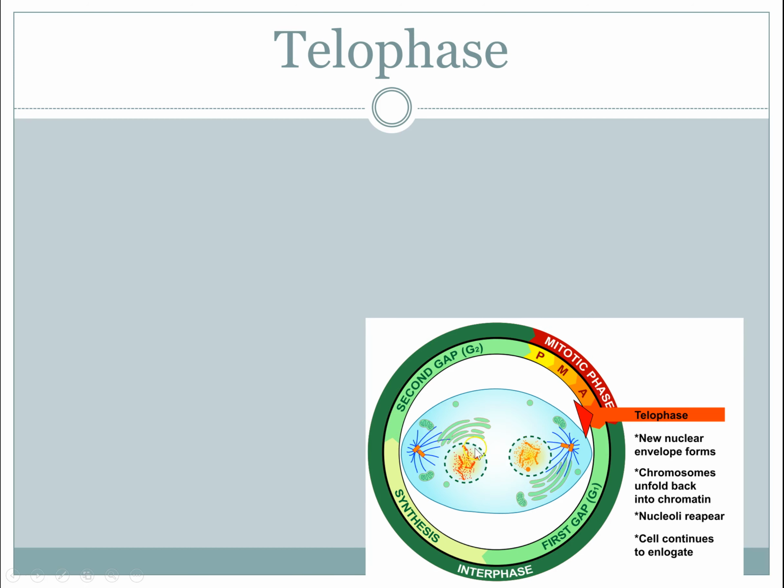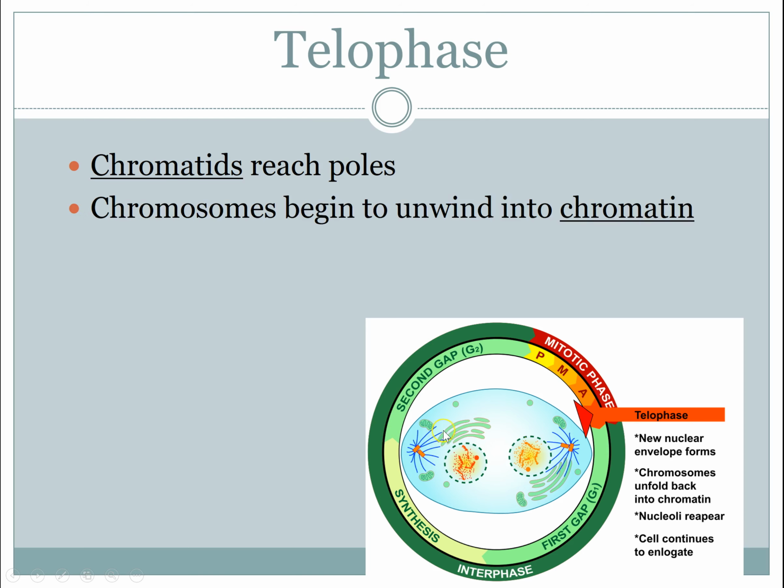And then in telophase, those chromatids reach the ends or the poles. And the chromosomes begin to unwind again, and all the processes from prophase start to reverse. So they unwind back into chromatin, or that long tangly DNA, and the nuclear envelope begins to reappear. You can see that dotted line there. The centrioles and the spindle fibers will eventually go back to their original position as well.